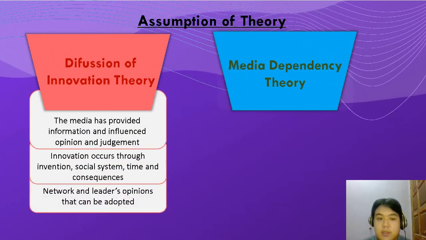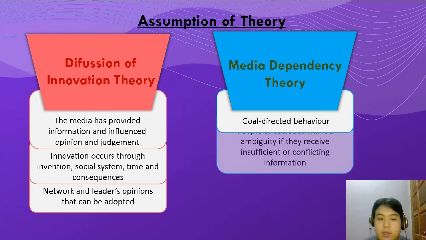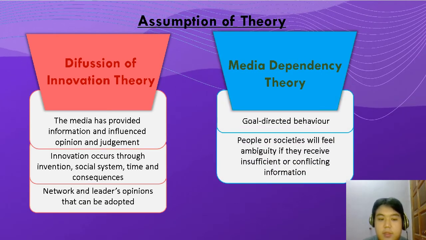I will present about assumptions of the theory. The first theory is diffusion of innovation theory. The media provides information and influences opinion and judgment. The second assumption is that innovation occurs through invention, social system, time and consequences. And the third assumption of this theory is that networks and leaders' opinions can be adopted.